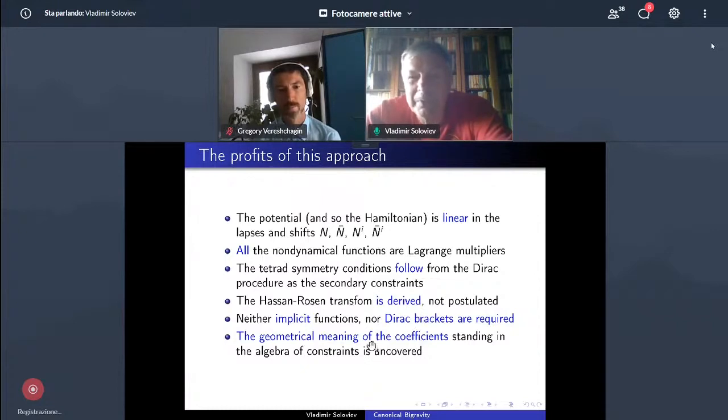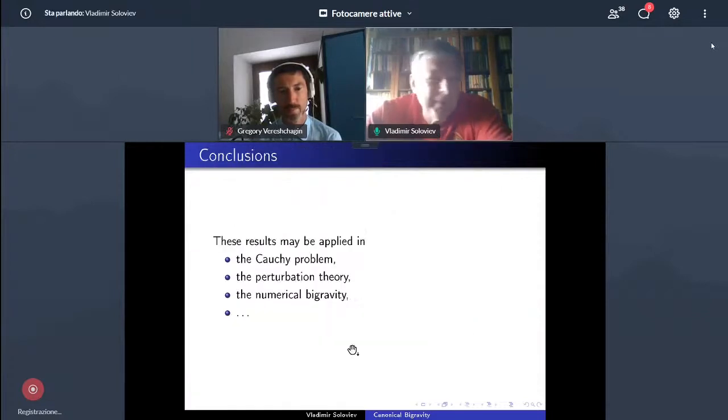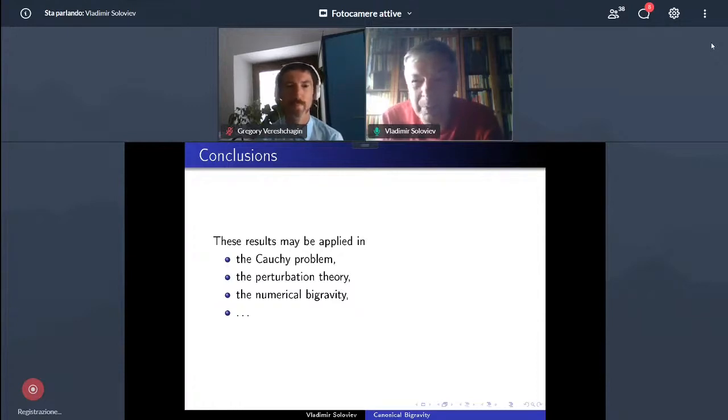The Hassan-Rosen transform is derived. No implicit functions are needed, and the geometrical meaning of the coefficients in the algebra is transparent. At last, my conclusion is that I hope this development of the canonical formalism for bigravity can be useful, because, for example, as you've seen from the previous talk by Professor Ashtekar, he first invented the new formalism for general relativity, and then he came to loop quantum gravity. So any formalism may be used. This is my hope. It may be used in the analysis of the Cauchy problem, perturbation theory, numerical bigravity, and who knows, maybe even quantum gravity. Thank you.